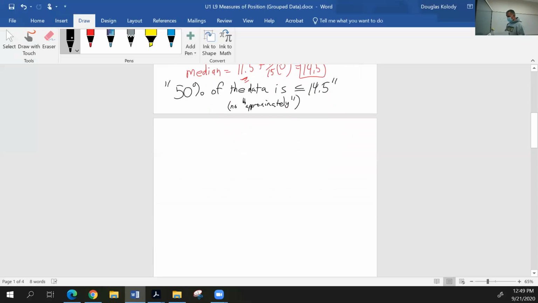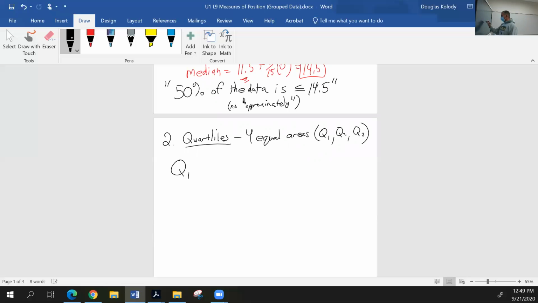All right, let's get to the rest of the quartiles. So let me say this here. The quartiles divide the data into 4 equal areas, and they are the same notation as they were with non-grouped data: Q1, Q2, Q3. So let's find them right now.